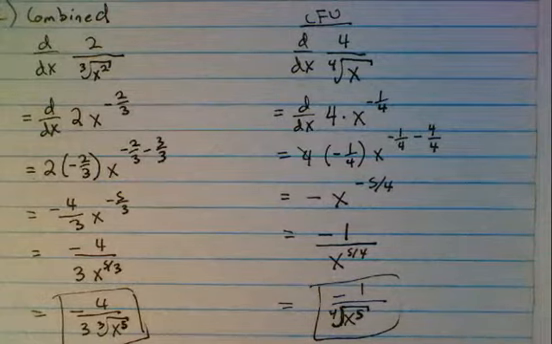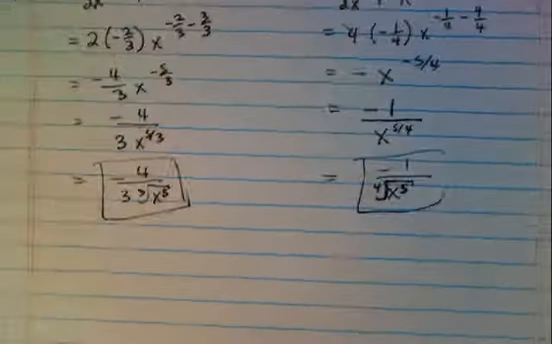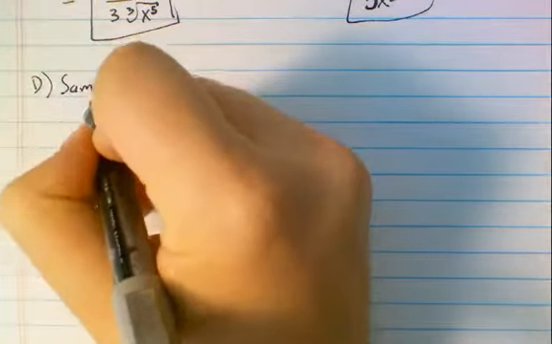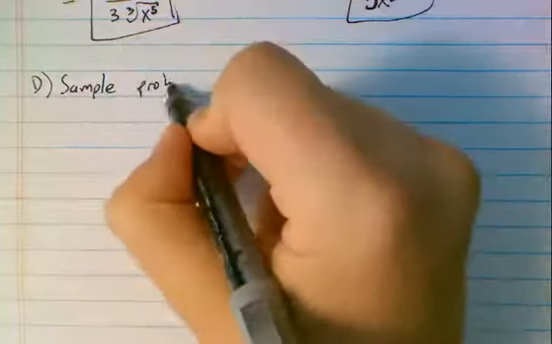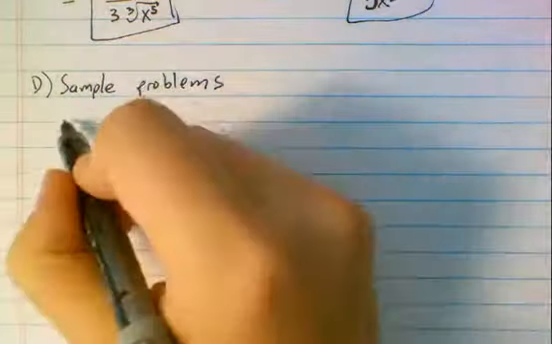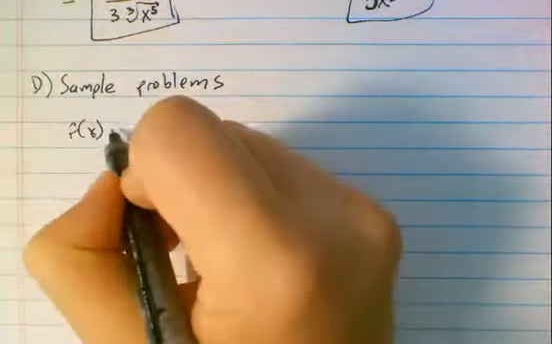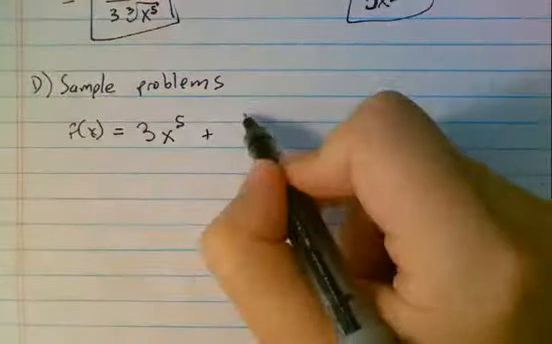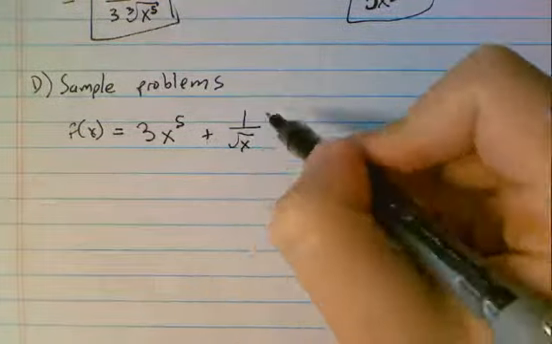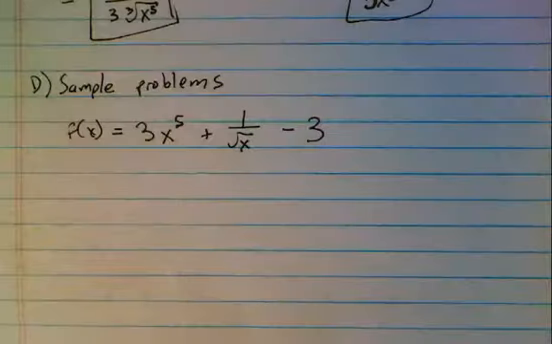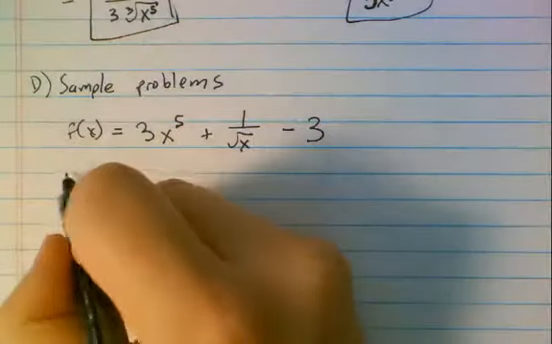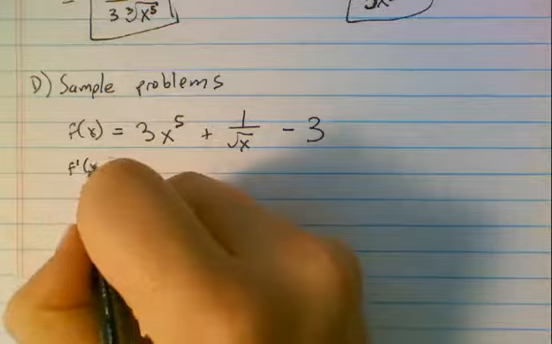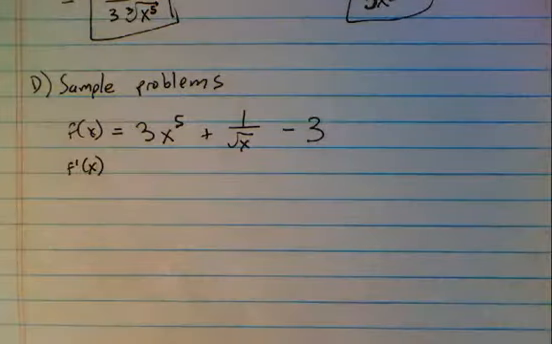So at this point, we should be able to do some sample problems, putting together everything from the past couple days. Let's say we've got a function f of x that equals 3x to the 5th plus 1 over the square root of x minus 3. What we want to do is find f prime of x.